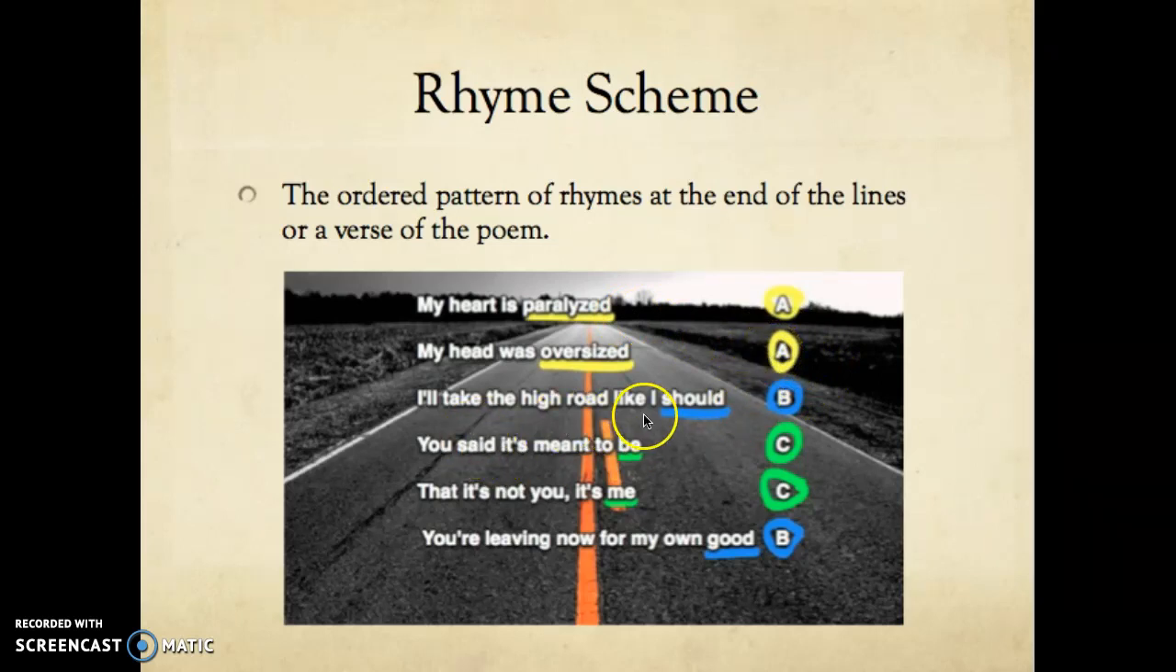Then we look at the third line, should. Does should rhyme with paralyzed and oversized? No, it doesn't, so we have to put a new letter, B. Then we look at the next line, be. Does be rhyme with should or oversized? It doesn't, so we put a C. Does me rhyme with be? Yes, so we put a C next to this line. And then we look at our final line, good. Does good rhyme with me? No, it doesn't rhyme with C, but it does rhyme with should, so we put another B beside good.